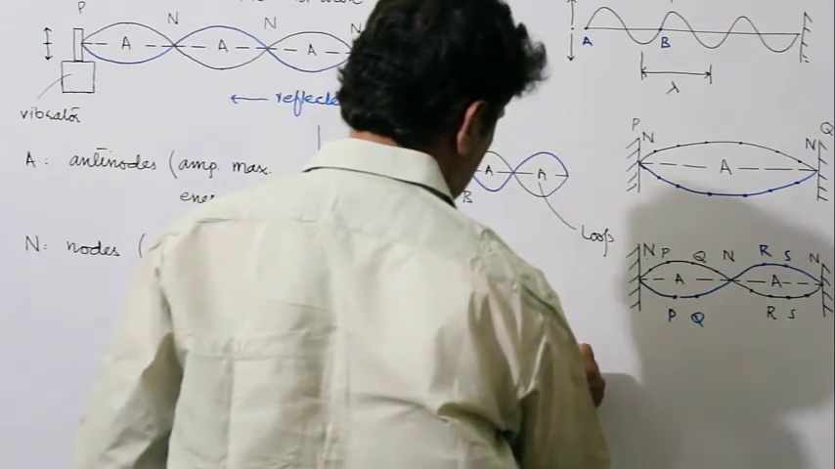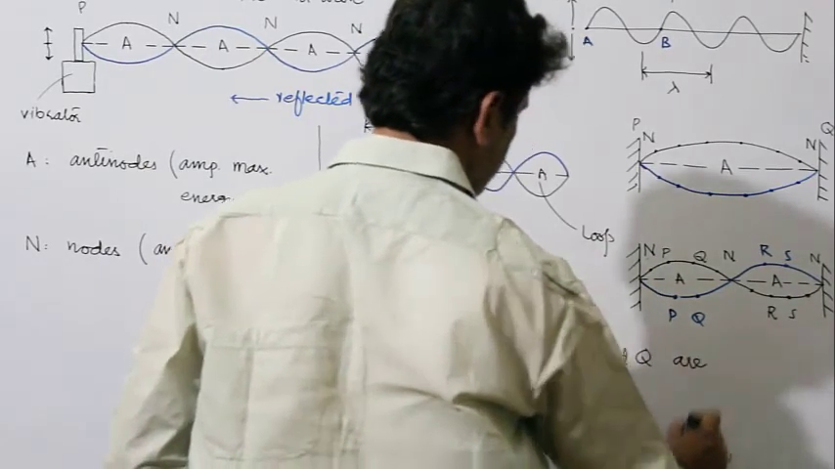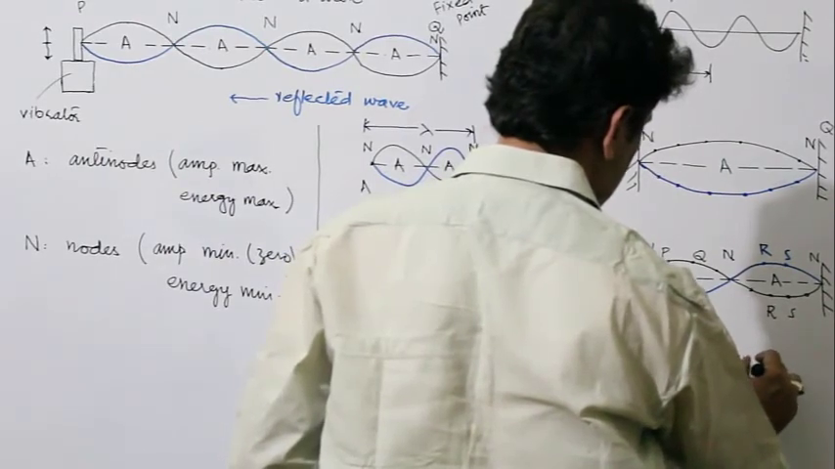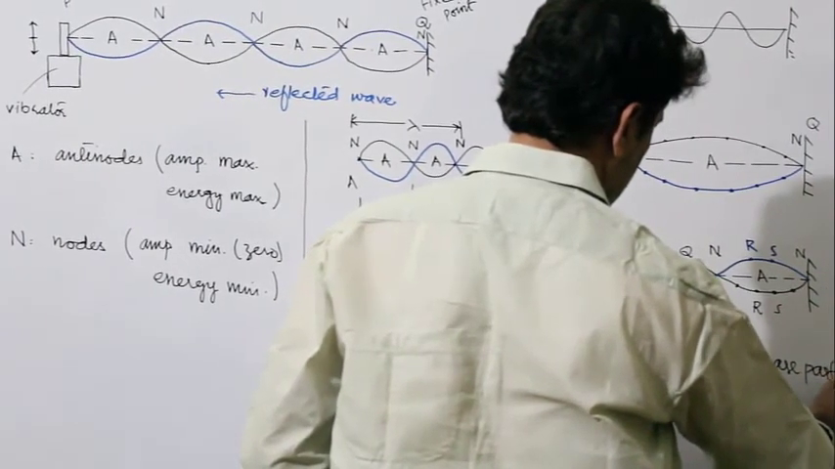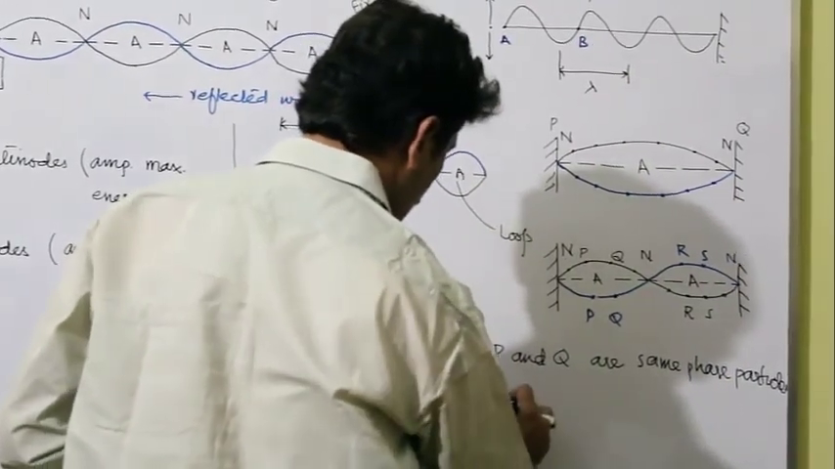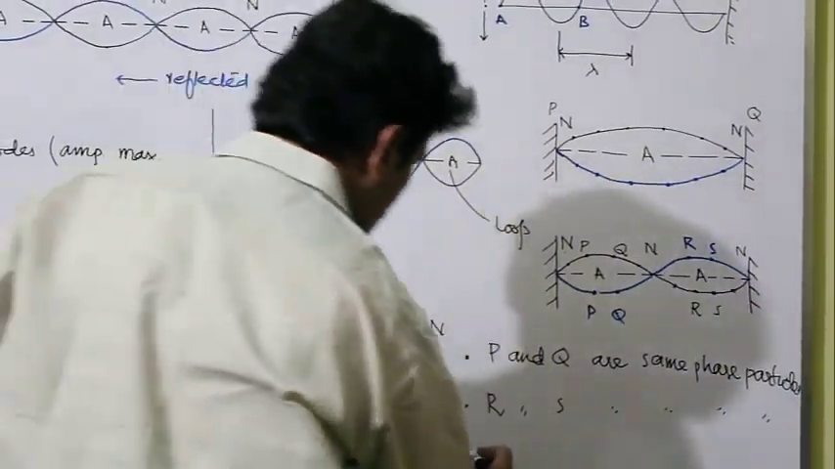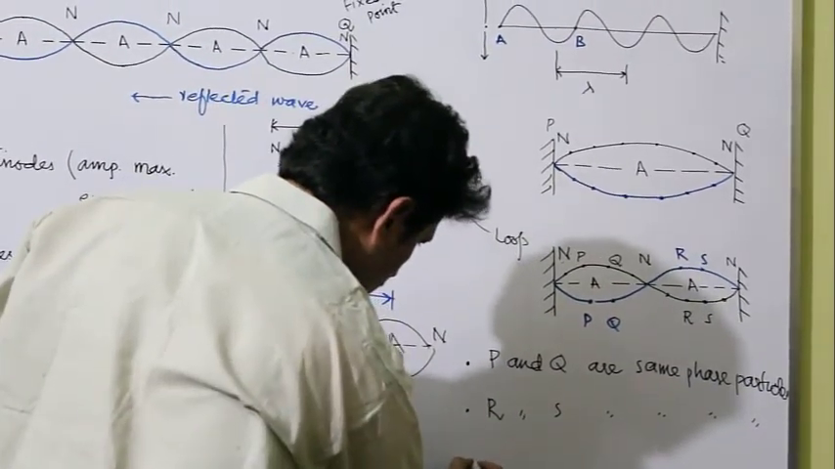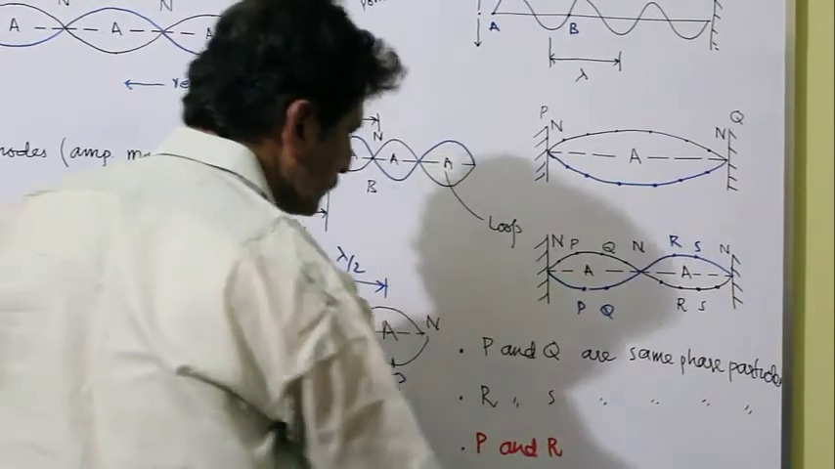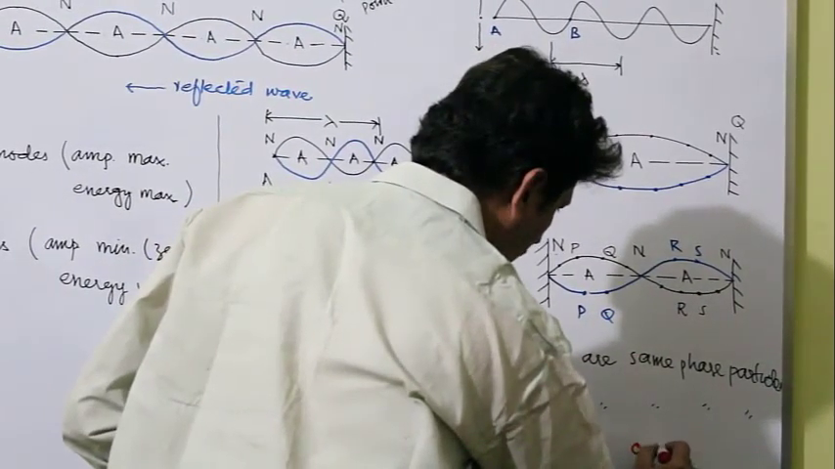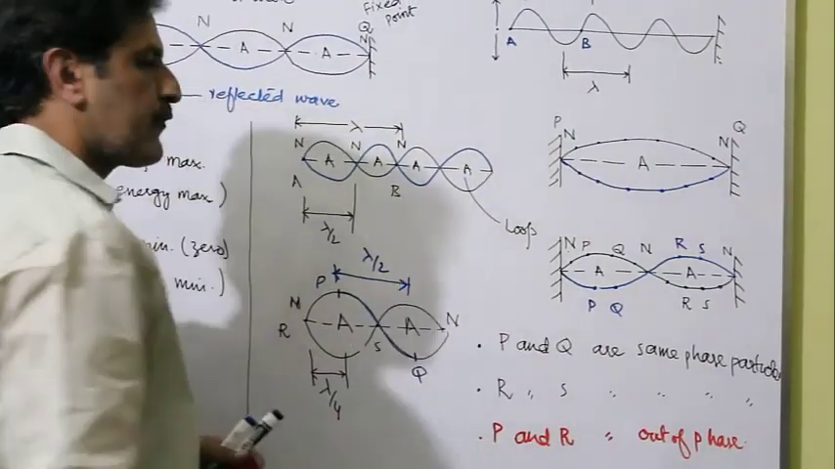So that's why we can write here P and Q are same phase particles, and R and S are also same phase particles, but P and R are out of phase particles, and they have the 180 degree phase difference between them.